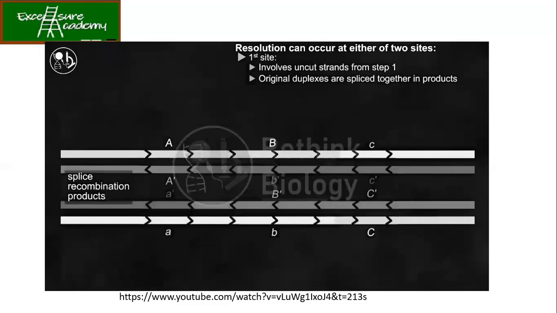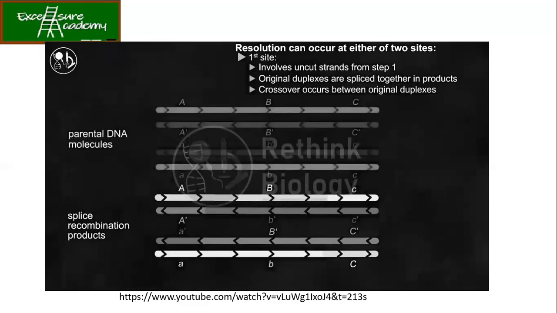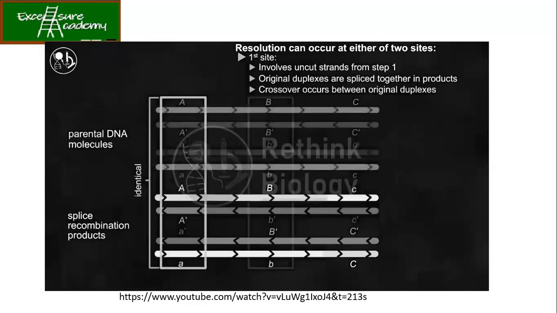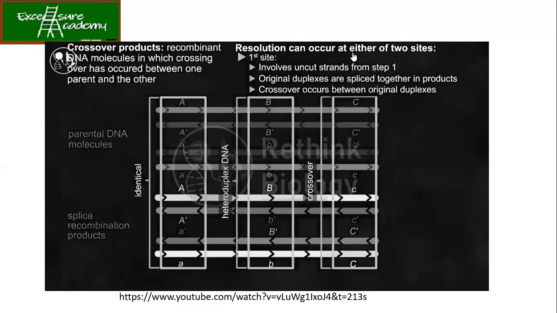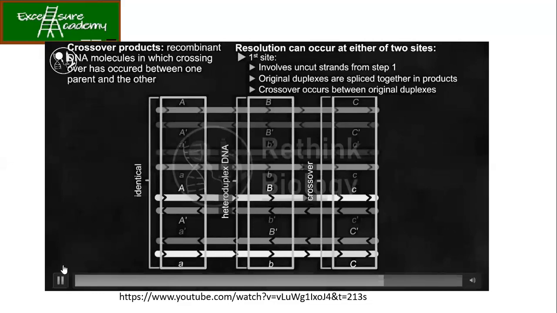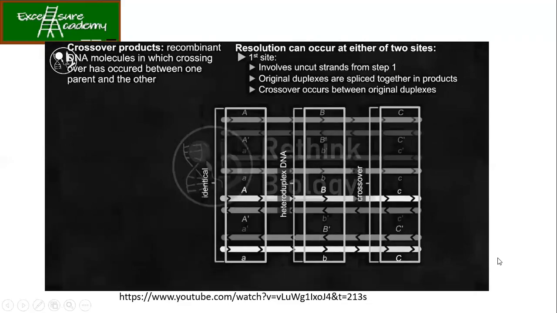The resulting duplex will have a region of one pair of identical alleles from one parent, a region having heteroduplex DNA, and a pair of alleles from the other parent. In the last region, the C allele has switched from one duplex to another. So this is called the crossover region, and thus the product is also called the crossover product.